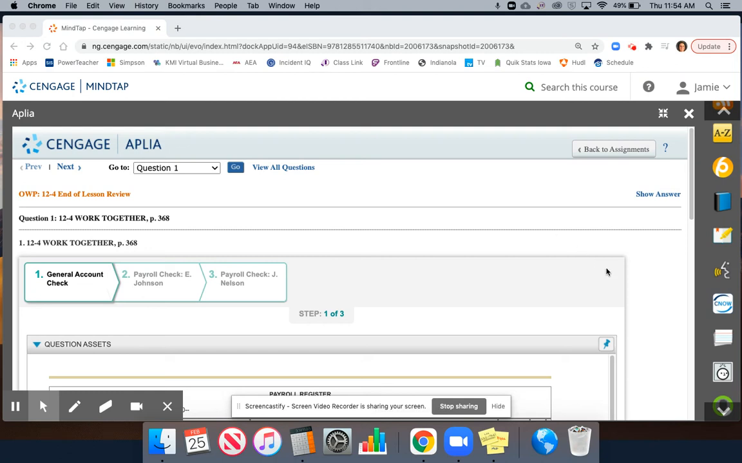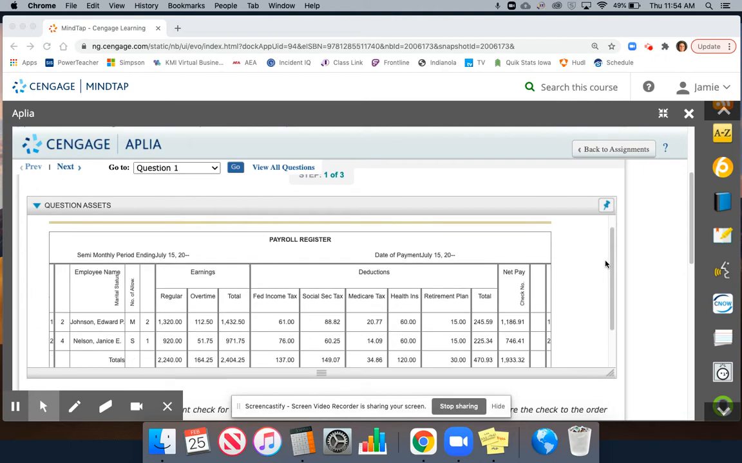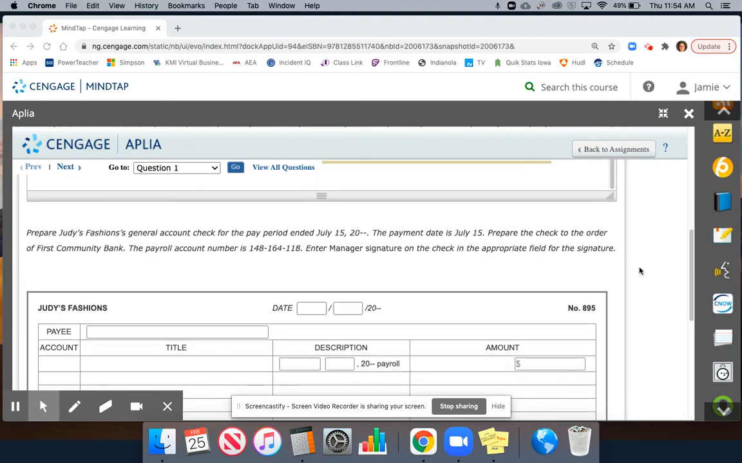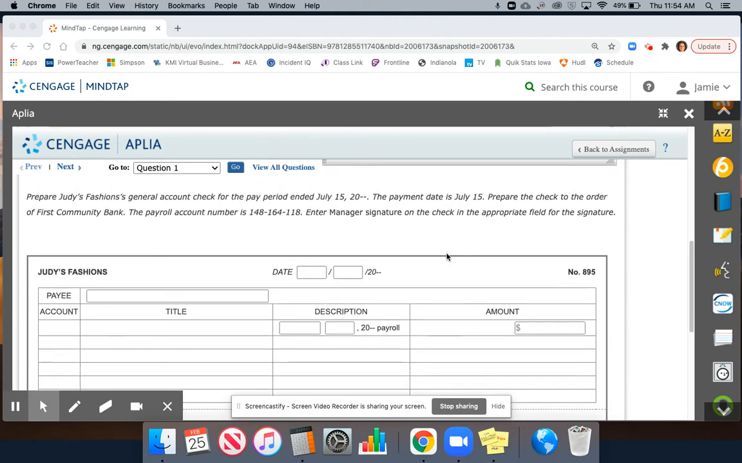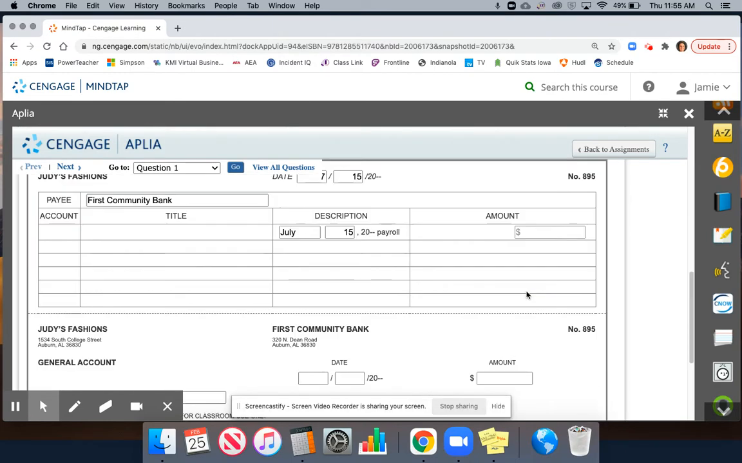In section 12-4 work together, we first need to write a check from our general account to our payroll account. So you could see here in the instructions that the date is 7/15. The payee is First Community Bank. The description is the July 15th payroll, and the amount is the net pay from our payroll register, $1,933.32.